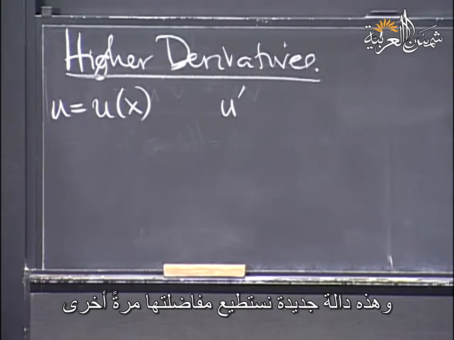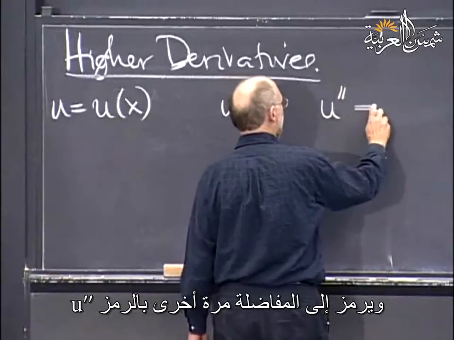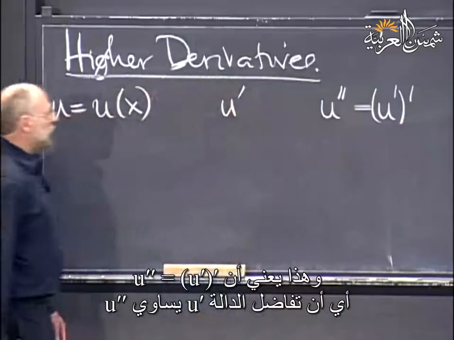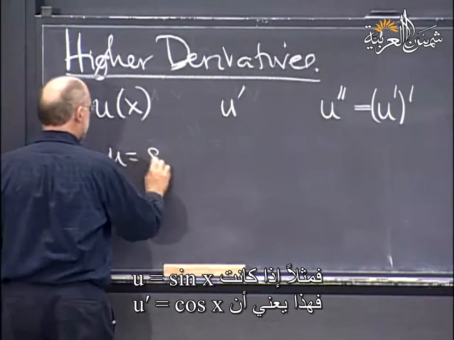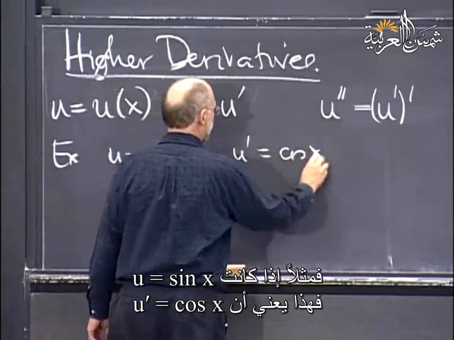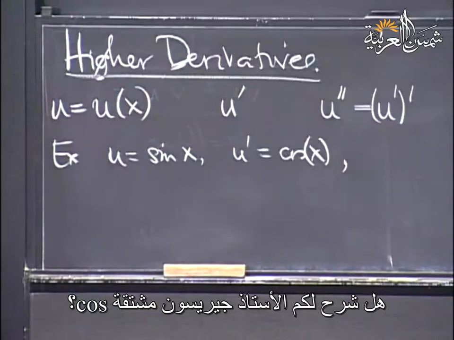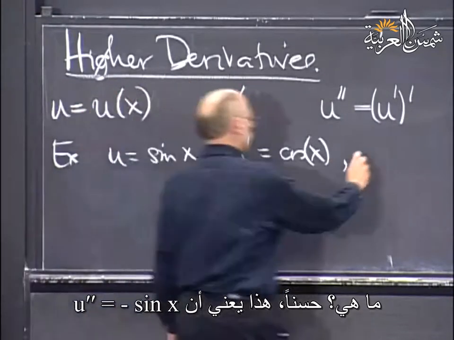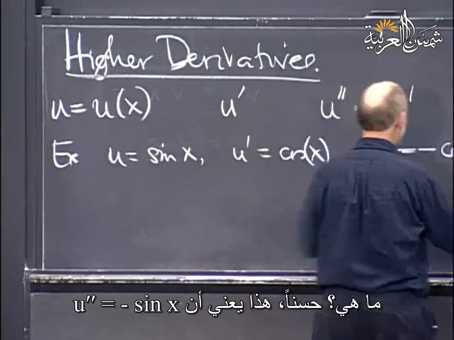A new function, so I can differentiate it again. And the notation for differentiating it again is u prime prime. So u prime prime is just u prime differentiated again. For example, if u is the sine of x, so u prime is the cosine of x. Has Professor Jarrison talked about what the derivative of the cosine is? What is it? Okay, so u prime prime is minus the sine of x.